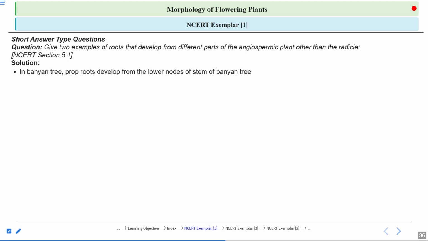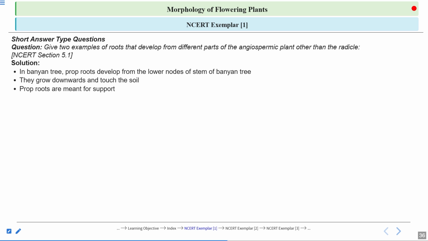In the banyan tree, prop roots develop from the lower nodes of the stem, because the branches of the banyan tree are so strong and have a lot of weight, right? So they need support. So what happened? The banyan tree gave rise to prop roots, and these prop roots reach the ground and provide support to the big branches of the banyan tree. They grow downward and touch the soil.